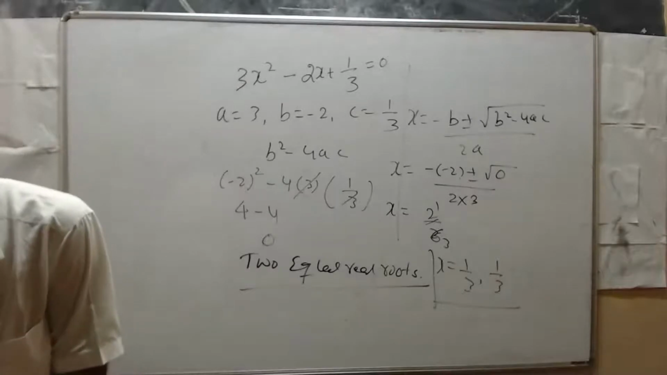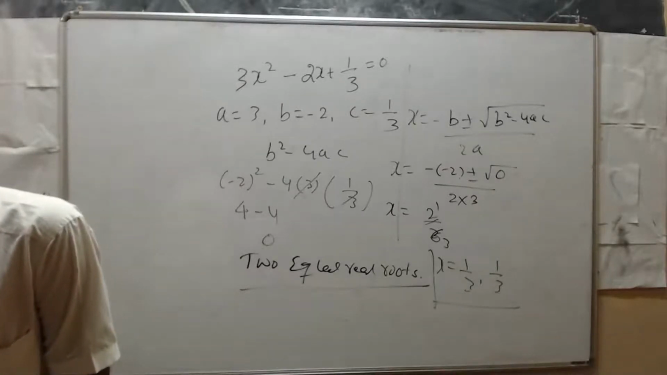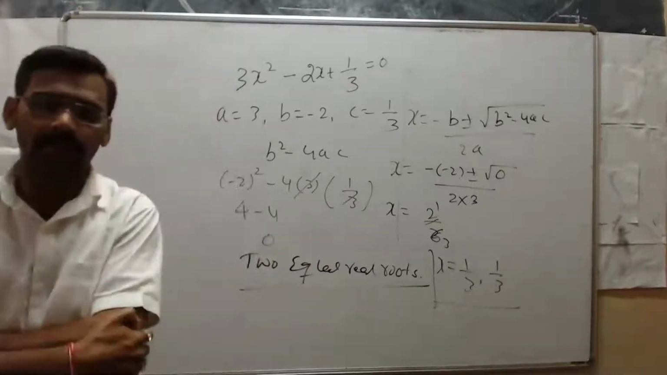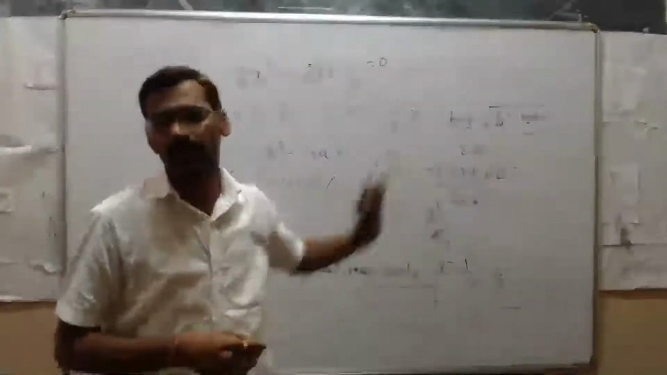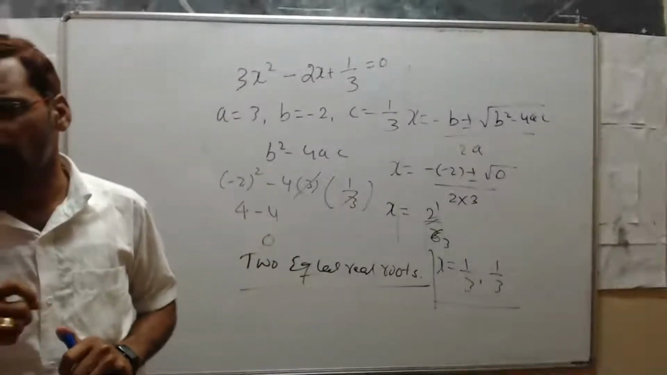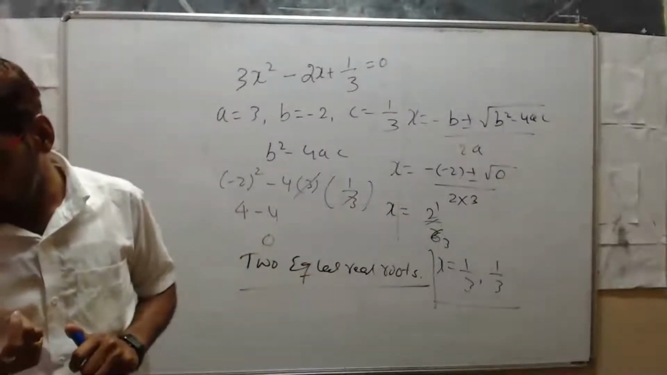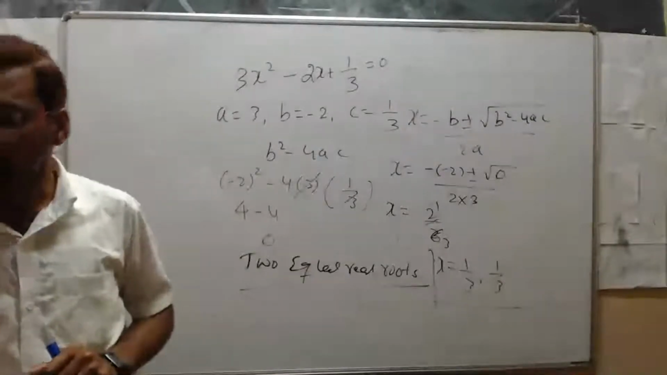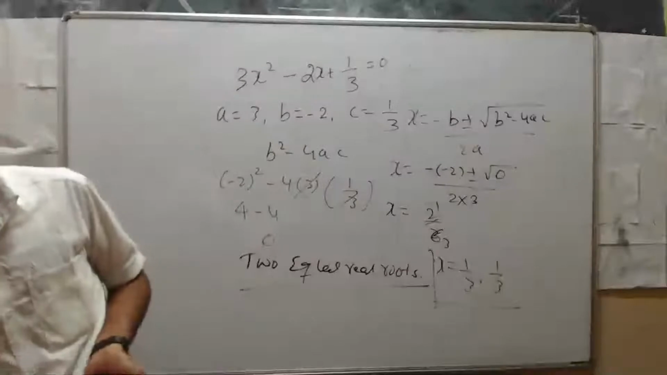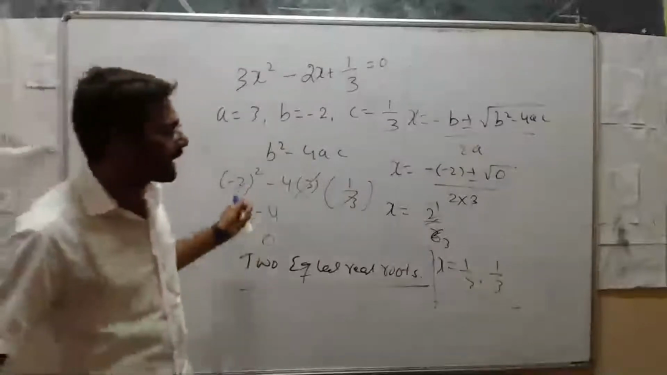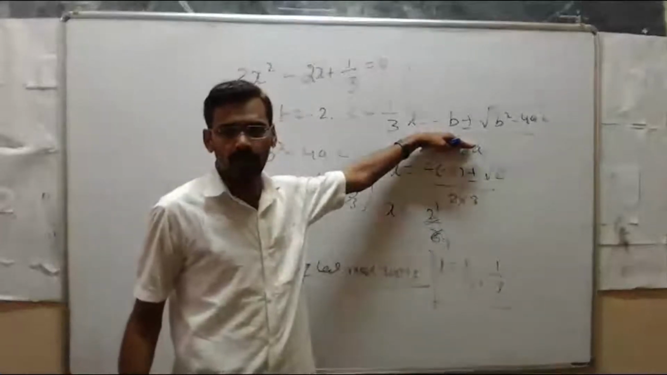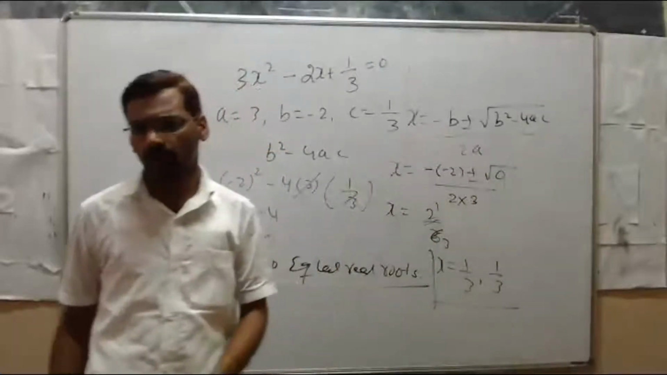Next, find the nature of the roots of the quadratic equation. If the real roots exist, then find them. First, we have to find the nature of roots. Then we have to decide the remaining part. If roots exist, then we have to find the roots by applying which formula? Quadratic formula.